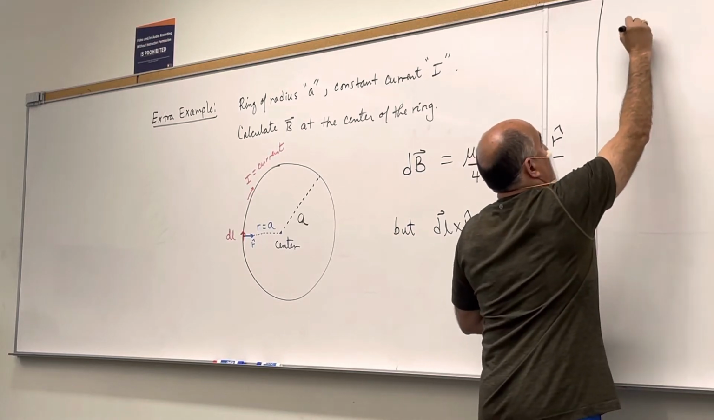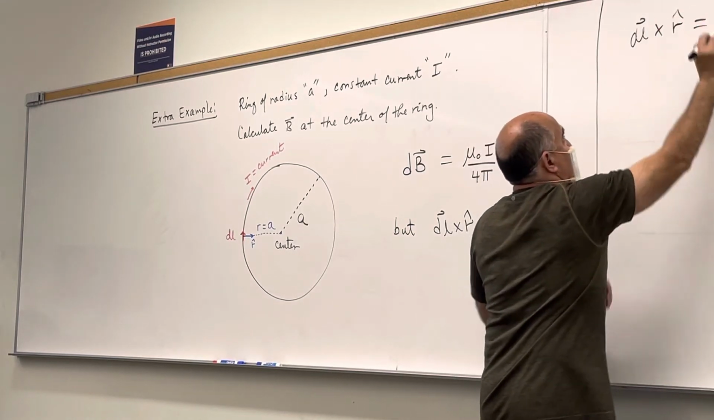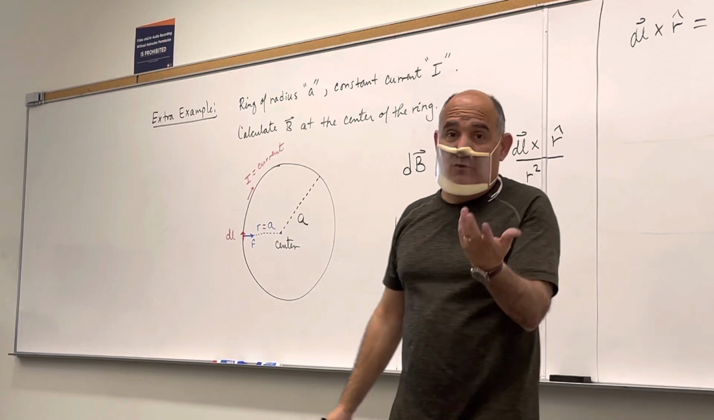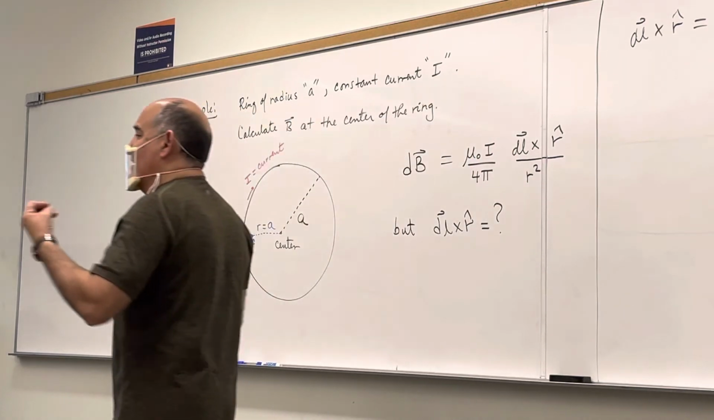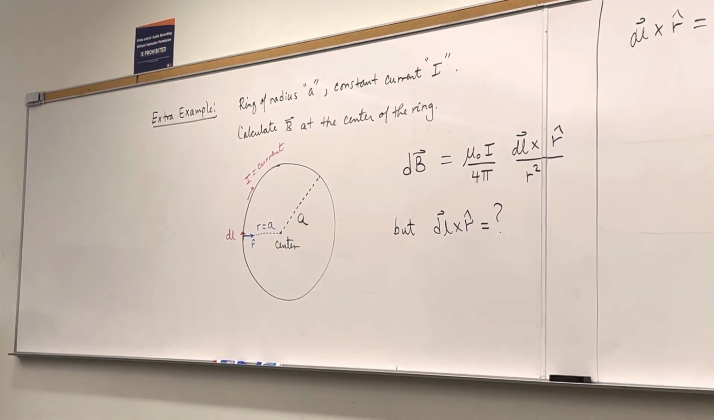The L cross R hat is going to be a vector, right? Because it's a cross product. In which direction does that vector point? What is the direction of the cross product, the L cross R hat? Into the page? Into the page.